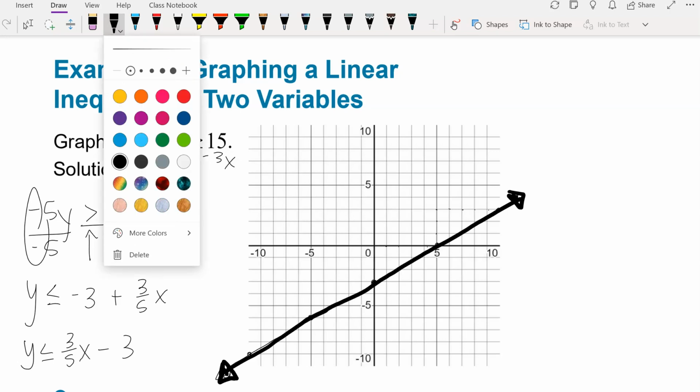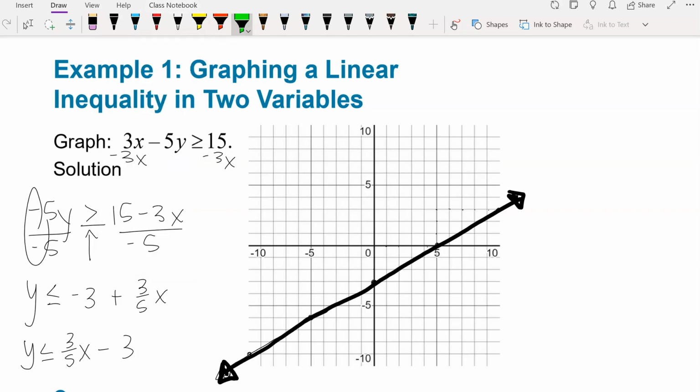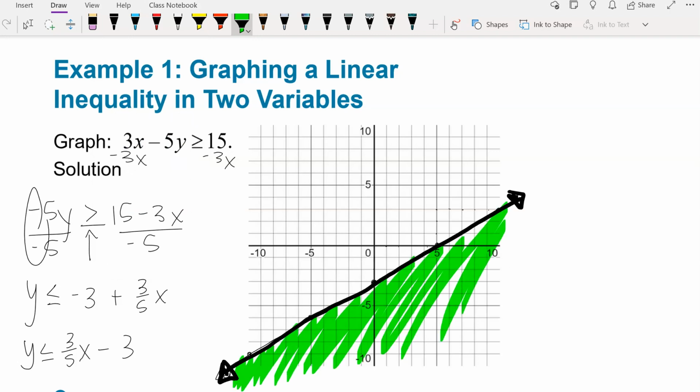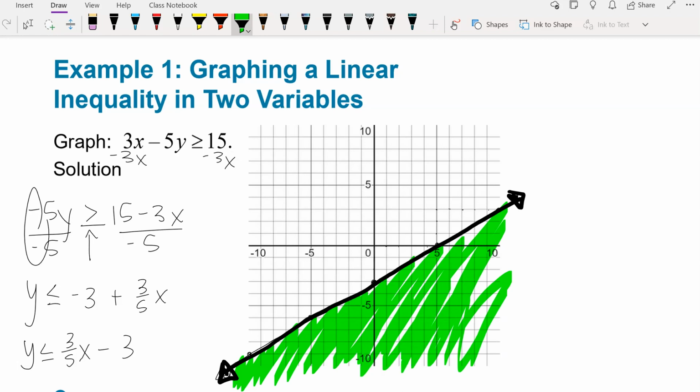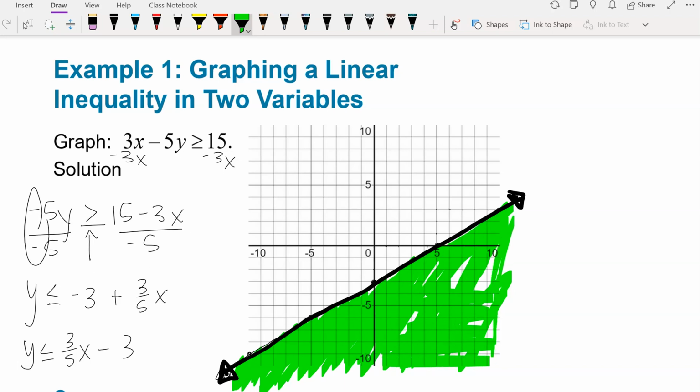All right, and then it says less than or equal to. So that means we're going to shade, and I'm going to use green. We're going to shade in everything below the line. Okay, so that fills in. On your assignment, it has a shading tool. It's like a paint bucket. So don't worry about actually having to color all of it in. It'll be a bucket tool that you'll use.